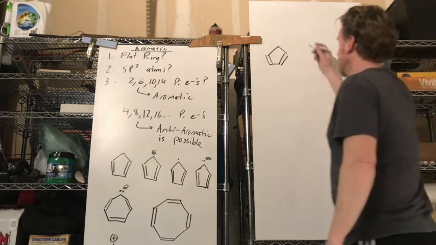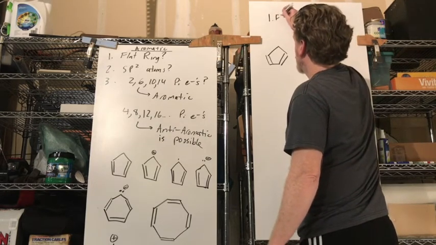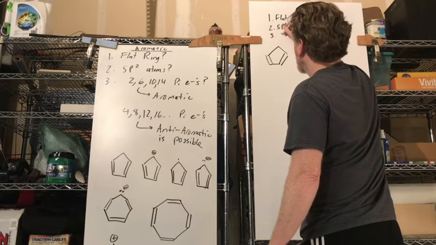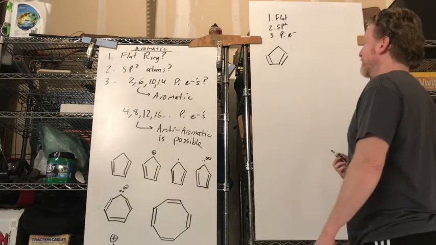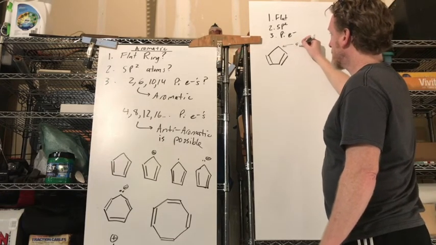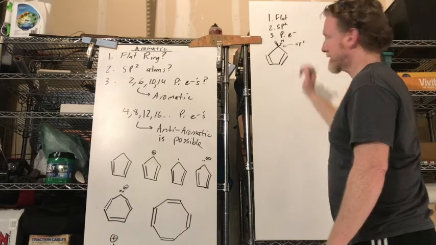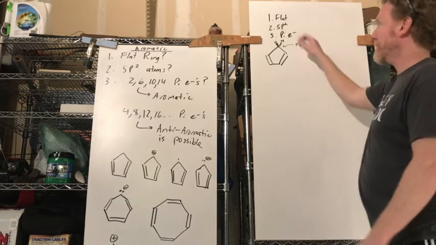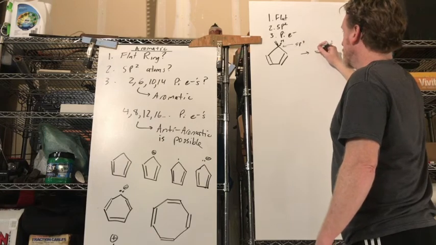Okay, welcome back. So we got flat, sp2, pi electron count. Can this be flat? Maybe kind of flat? Okay, I'll go flat. Can it be sp2 all the way around the ring? Oh, wait a minute. That carbon is sp3 for sure. It has two hydrogens and there's no pure p orbital available for it to pi bond around the ring. So this one failed at step two. So it is neither.